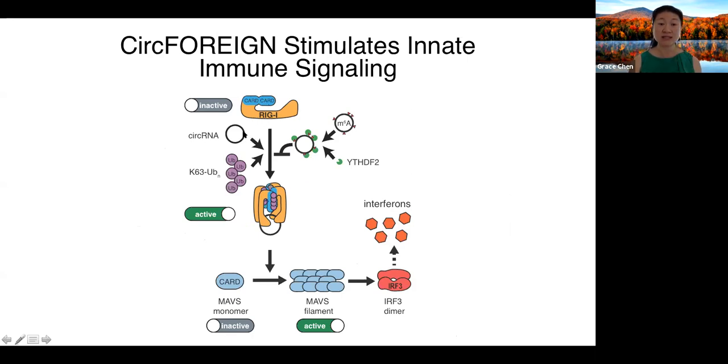However, in the presence of unmodified circular RNA and the polyubiquitin chain, RIG-I changes conformation to become active, which then initiates the entire innate immune cascade. In terms of the N6 modification on the CircRNA and how that changes this process, we think that N6 can bind RIG-I, but not induce it into its active conformation.